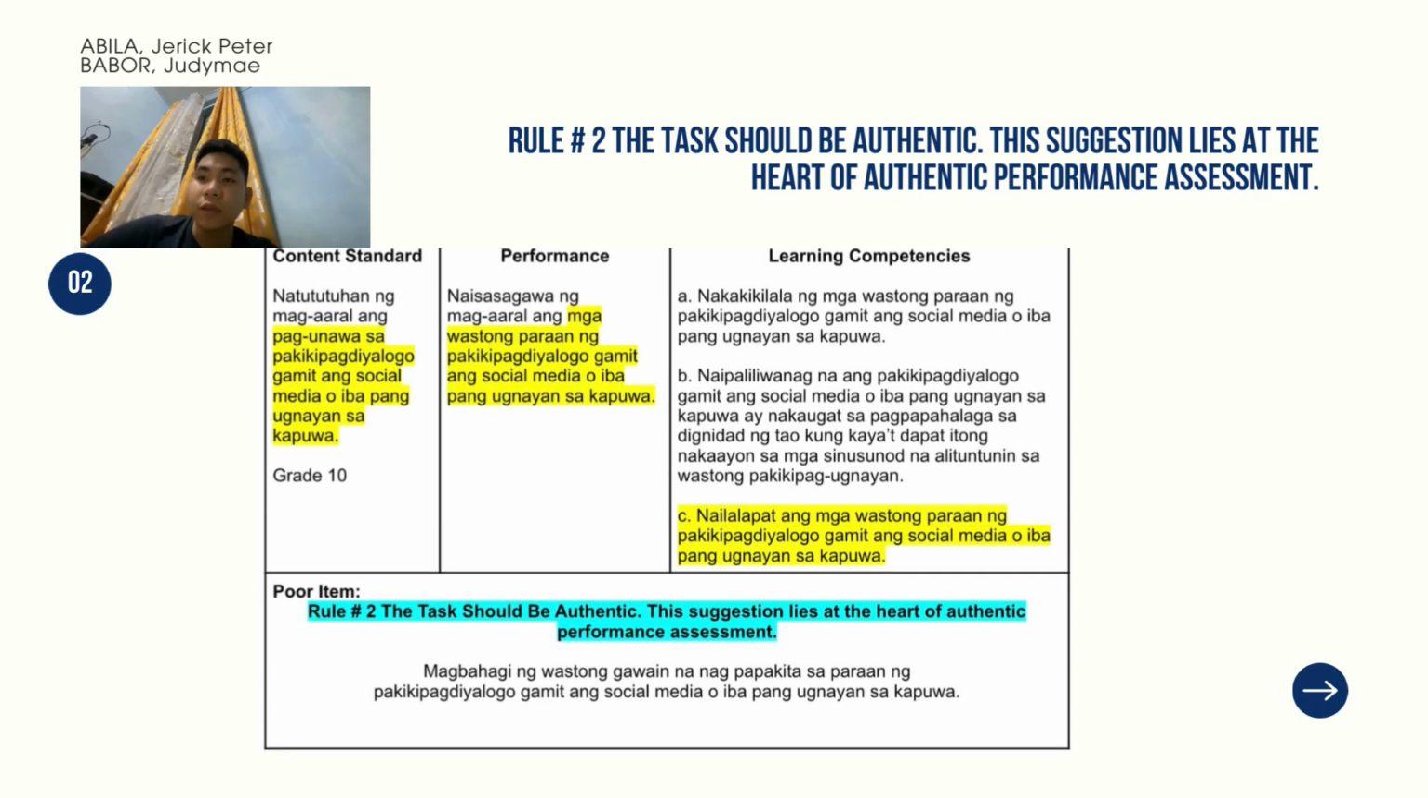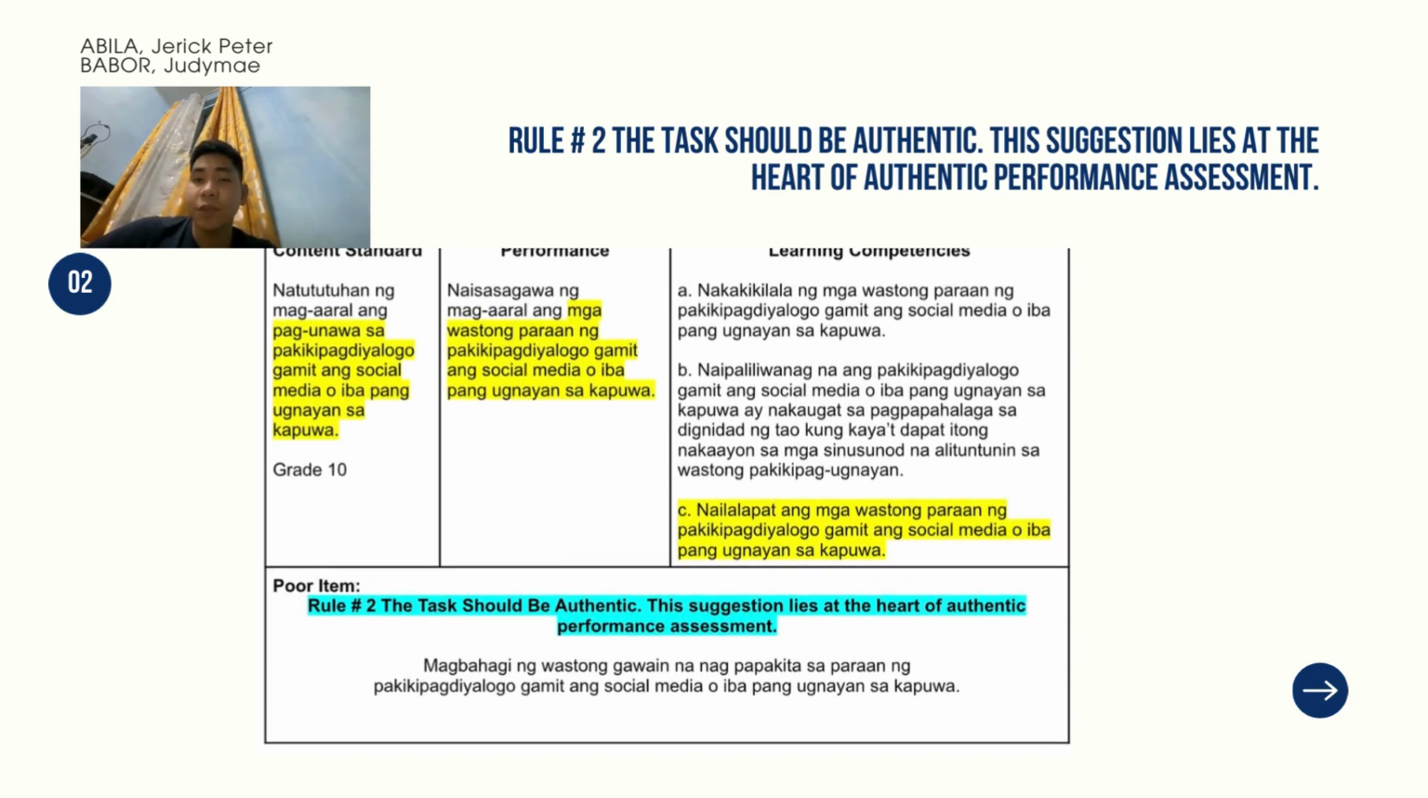And our number two rule is the task should be authentic. Meaning, the task should be in a real life scenario or should be something experienced by the student. So our poor item is magbahagi ng wastong gawain na nagpapakita sa paraan ng pakikipagdialogo gamit ang social media o iba pang ugnayan sa pakikipagkapwa o sa kapwa. So our poor item is not showing an authentic or real life scenario.